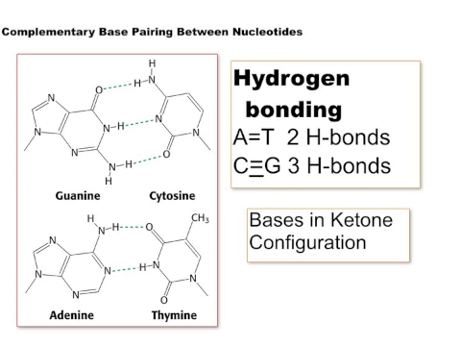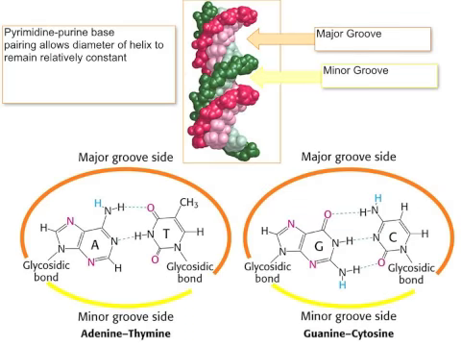Now, as you know, hydrogen bonding occurs between guanine and cytosine and adenine and thymine, with 2 hydrogen bonds between A and T and 3 hydrogen bonds between C and G. The bases are in the ketone configuration and not the enol configuration. Now, because pyrimidines always bind to purines through base pairing, this allows the DNA to have a consistent diameter, which is important. DNA has a major groove and a minor groove, as one strand winds around the other.